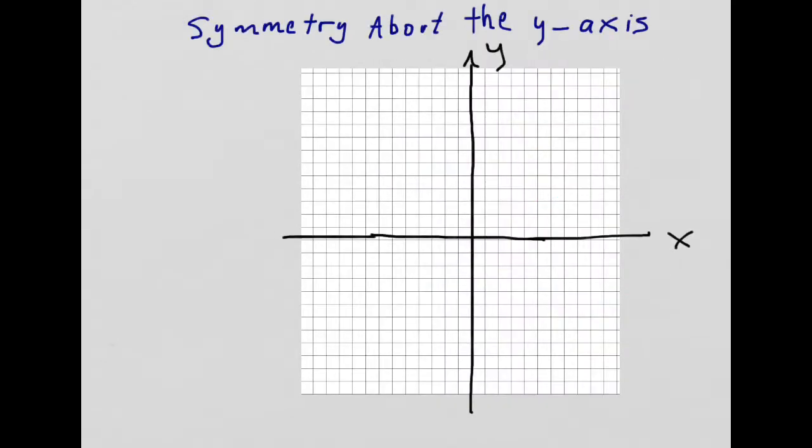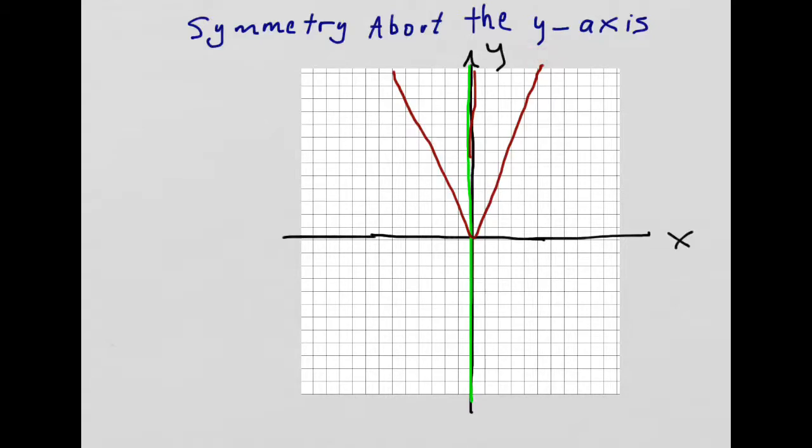Okay, so we could also talk about symmetry about the y-axis, so our fold line would be the y-axis. So perhaps we might have something like an absolute value function centered at the origin. You could see that if you folded along the green line, this line would lie on top of this line. So this function is symmetric about the y-axis.